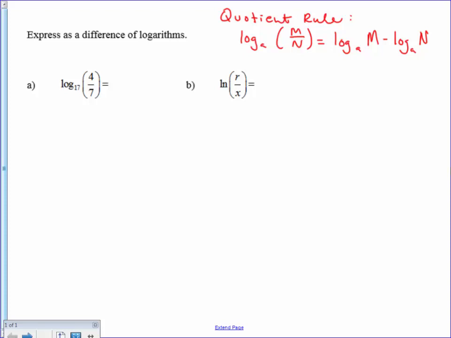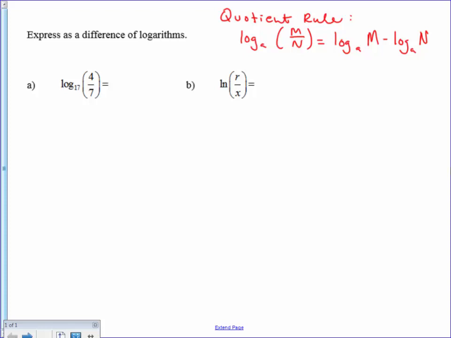For this problem, we've been asked to express the following logarithms as the difference of logarithms. Recall your quotient rule. The quotient rule says if you have log base a of a quotient, then this equals the difference of two logs, the log of the top value minus the log of the bottom value. So here we have log base 17 of 4 over 7.